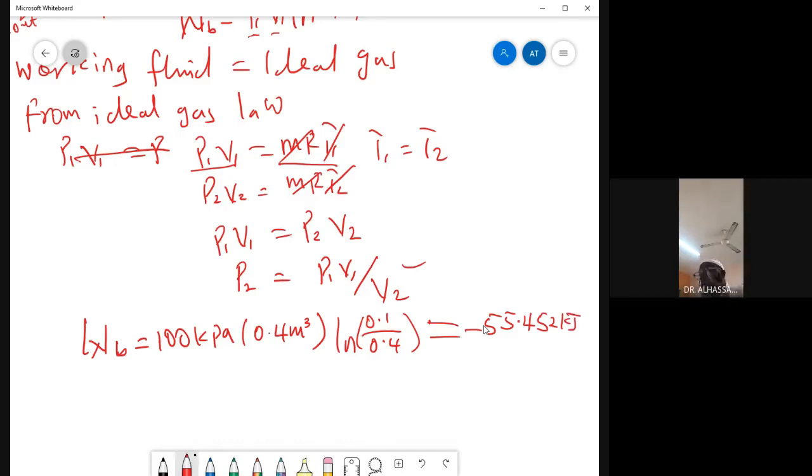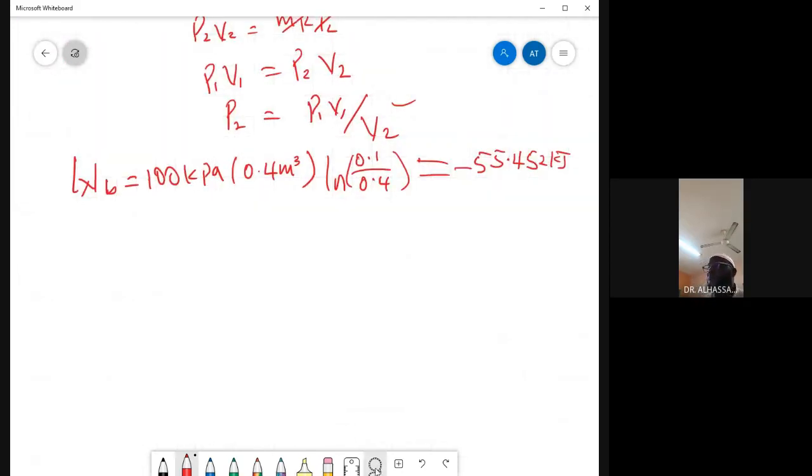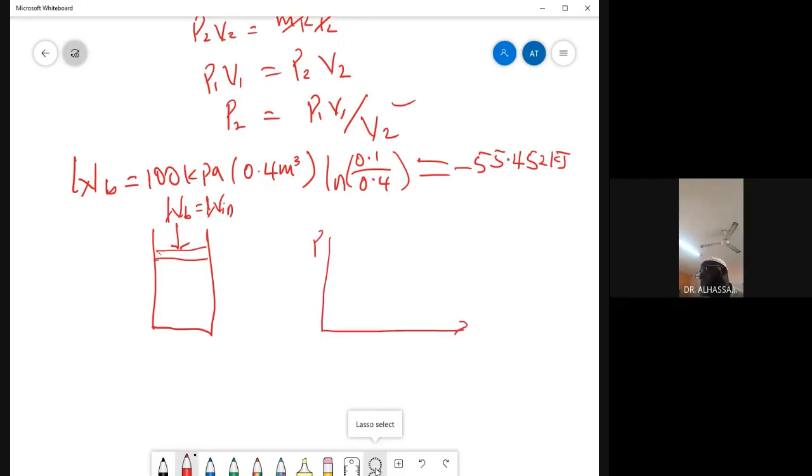And the reason why it is negative, I've told you, in the sign convention, we are compressing. So this is given by boundary work, which is the same as W in. On the PV diagram, the fluid is undergoing compression. So volume will be reducing, pressure will be increasing. So it is going in this way. So this is state 1. This is the final state.